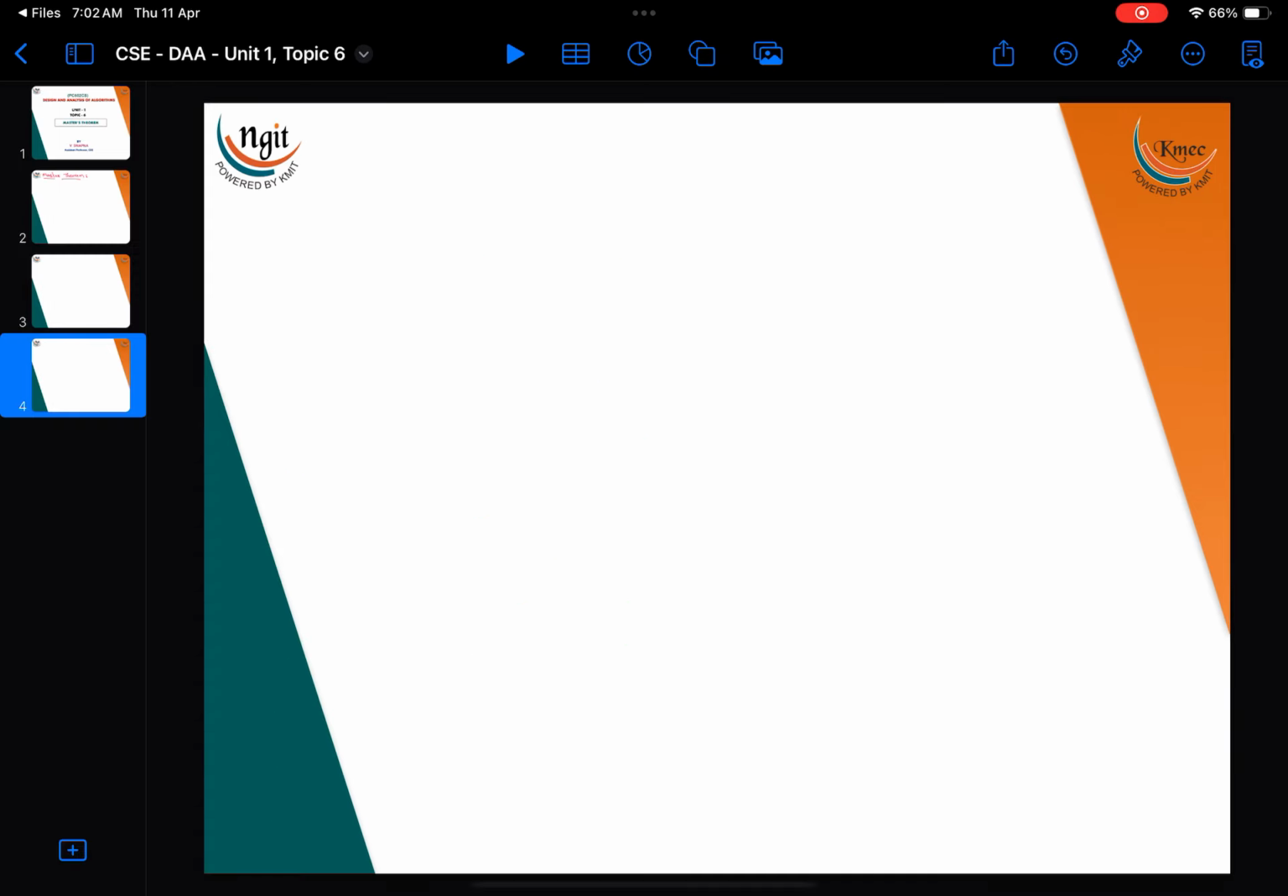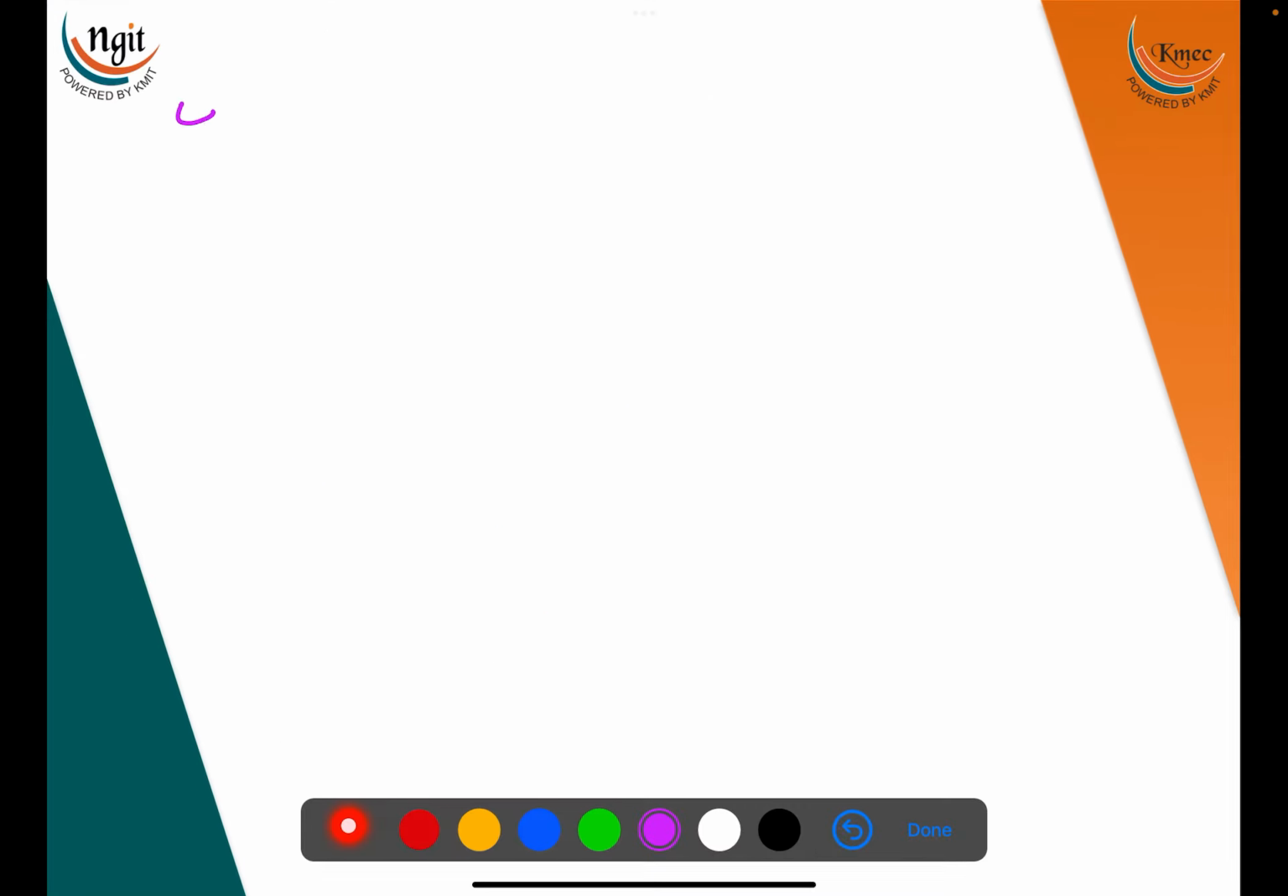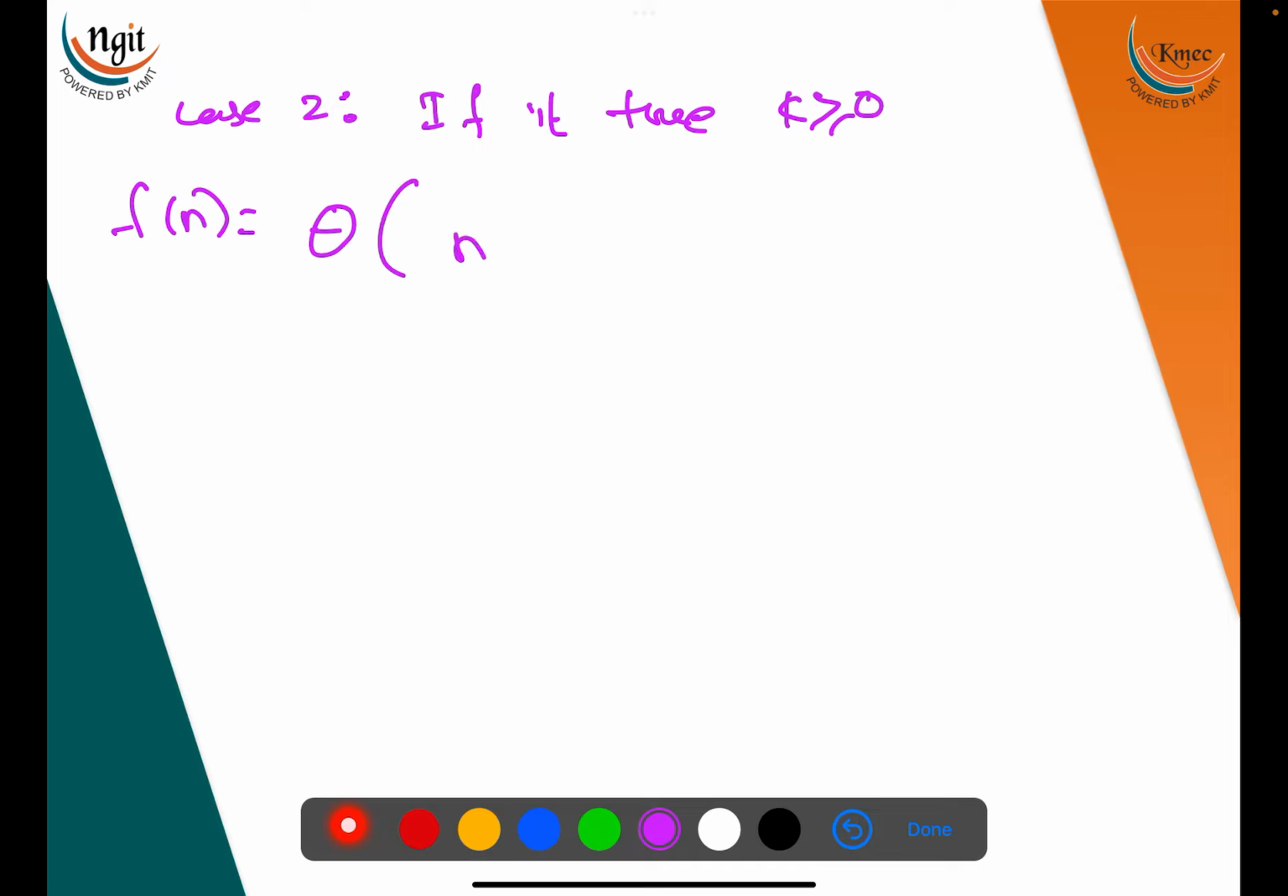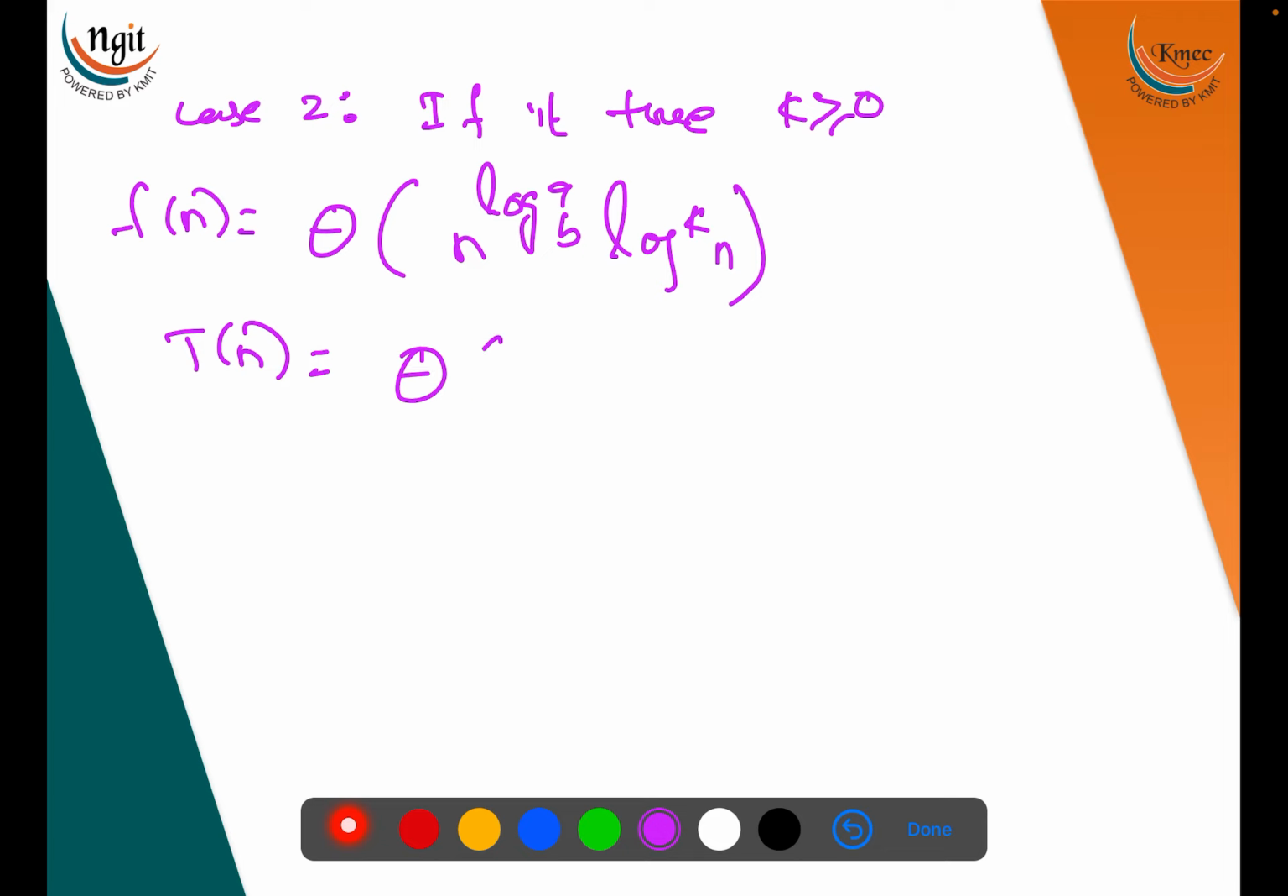Now we'll see case 2 also. What is case 2? If it is true for some constant k greater than or equal to 0 that f(n) is equal to theta of n^(log_b a) log^k n, then it follows that T(n) is equal to theta of n^(log_b a) log^(k+1) n.